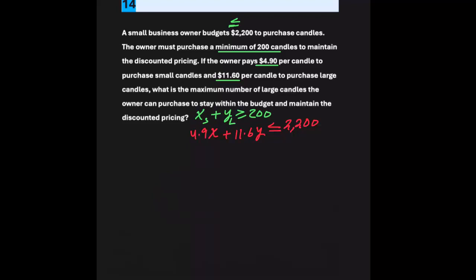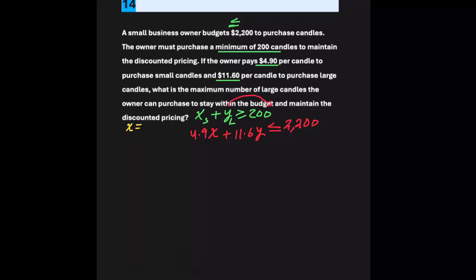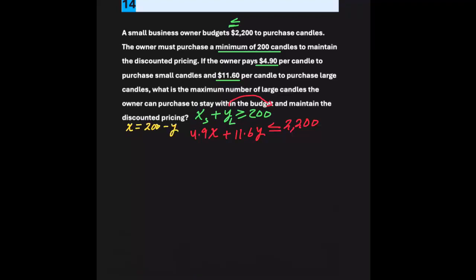So the question is asking, what is the maximum number of the large candles? So we need to get the value of y. To get that, we're going to take this y over to the other side. So the value of x is equal to 200 minus y. And we're going to substitute the value of x into here. So we have 4.9 times the value of x, which is 200 minus y, plus 11.6y is equal or less than 2,200.